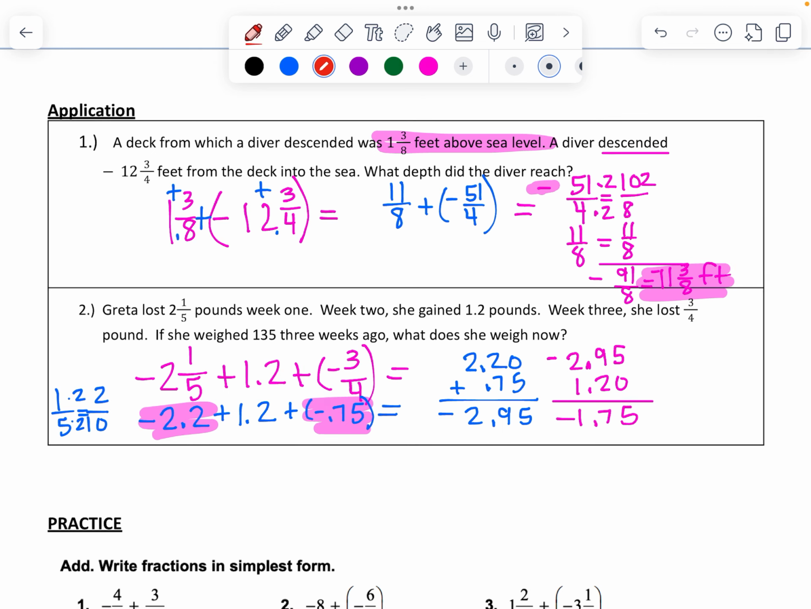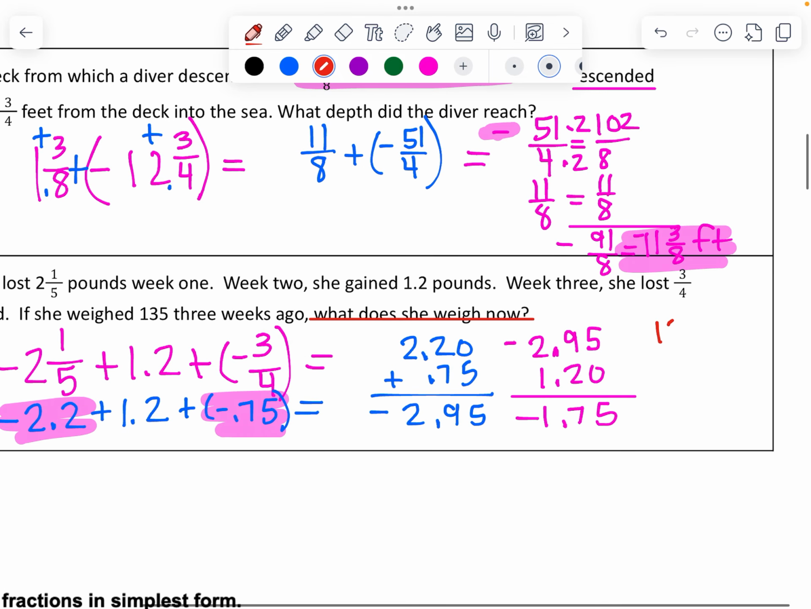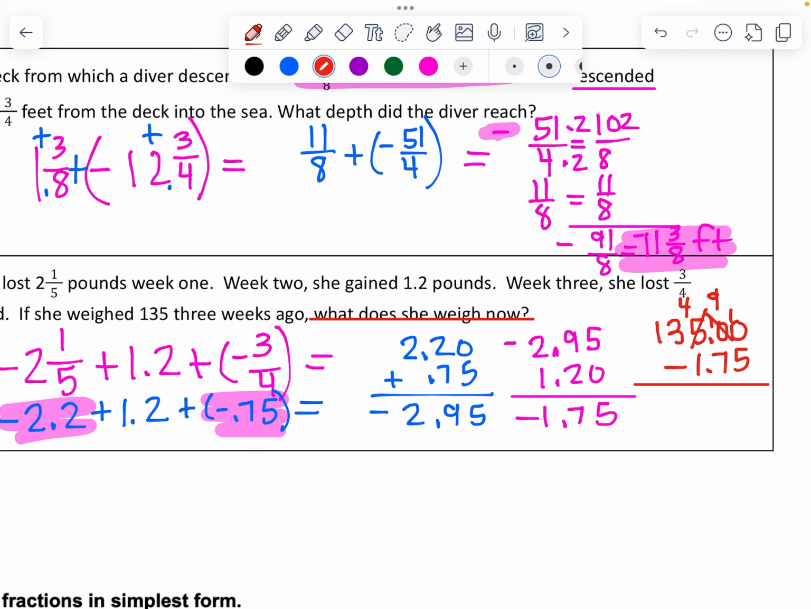I'm not done. We want to know how much does she weigh now. So if she weighs 135 and she loses 1.75, I do have to consider putting these two in and doing a bunch of borrowing. So I have to borrow from the 5 to make it a 4 to get that to be 10. But I also have to borrow from the 10 to make it a 9 to make this 10. Now I can subtract. 10 minus 5 is 5. 9 minus 7 is 2. 4 minus 1 is 3. I keep the 3. I keep the 1. She weighs 133.25. Final answer.